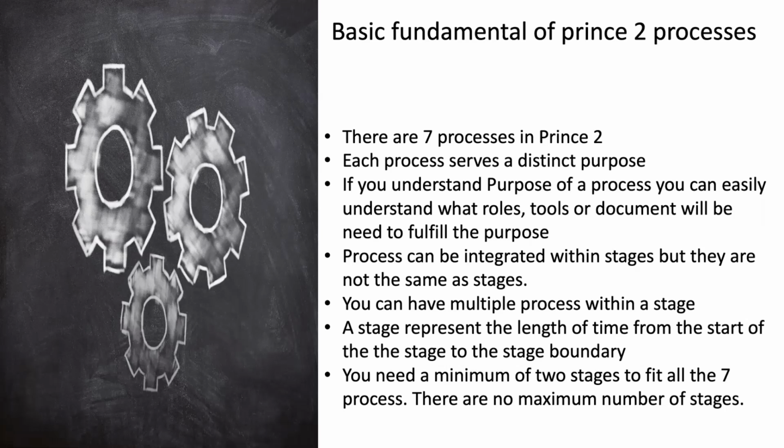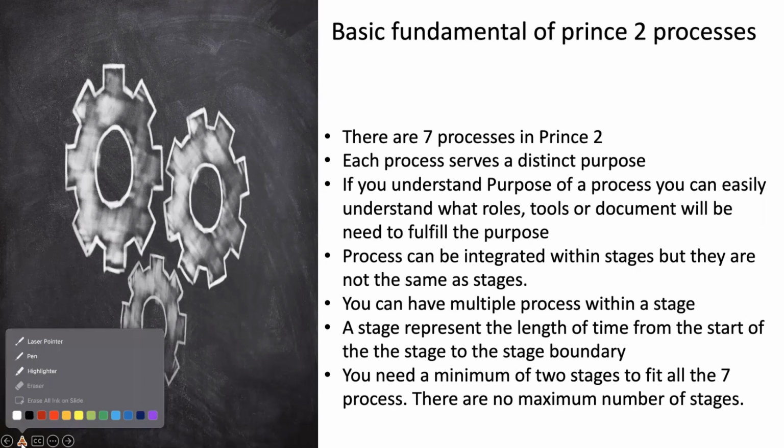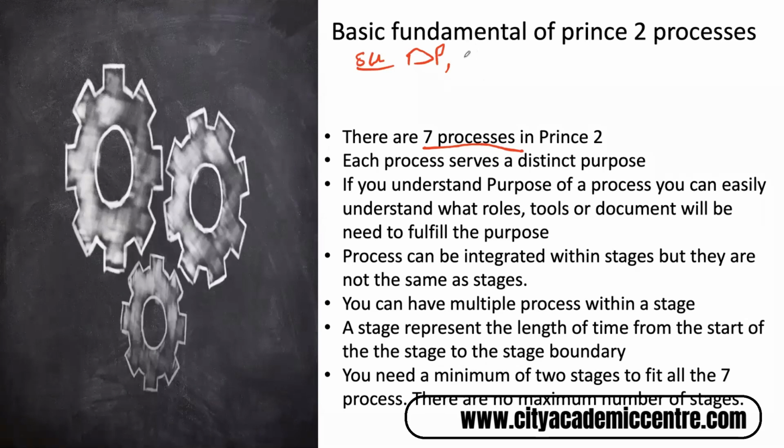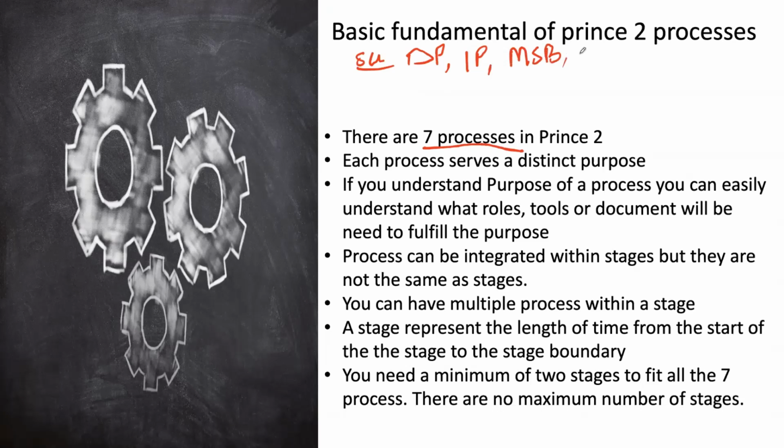Let's start with the basic fundamental of Prince2. There are 7 processes within Prince2 itself, which, as you know, are our SU, starting up a project process, directing a project process, or DP, our initiating a project process, IP, our managing stage boundary, MSB, our controlling a stage, our managing product delivery, and of course, our closing a project process. Those are the 7 processes that we have.